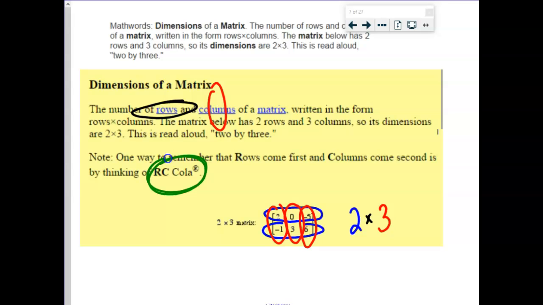So you will remember this. If you guys forget, oh, is it rows by columns or columns by rows? Well, it's RC Cola. That's how you're supposed to remember it.